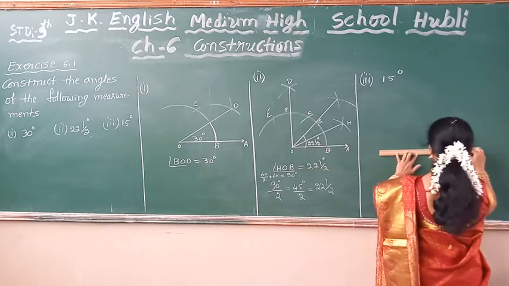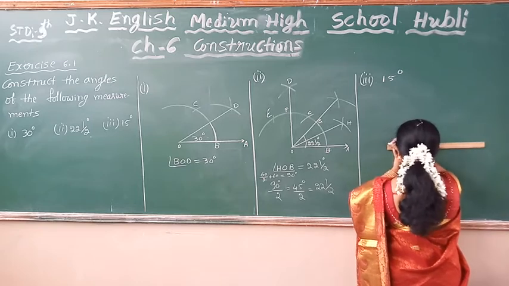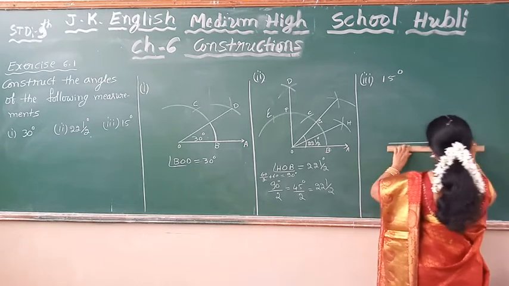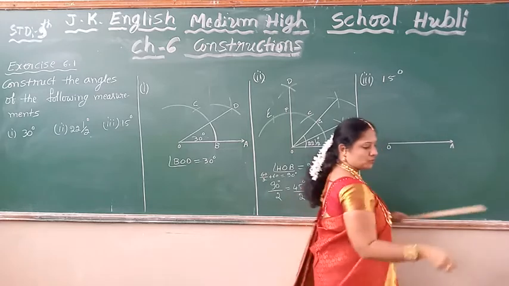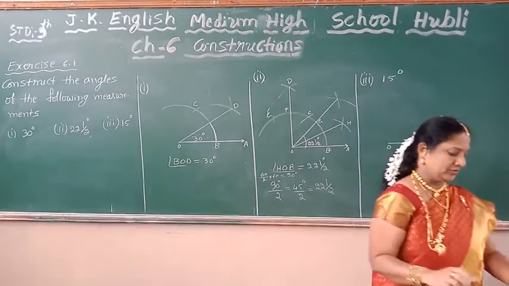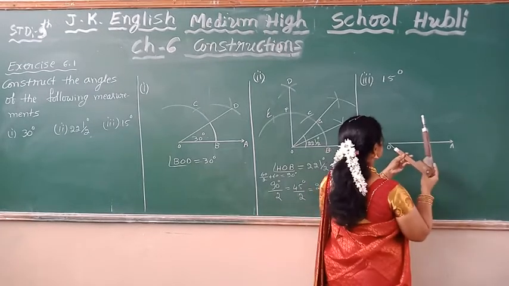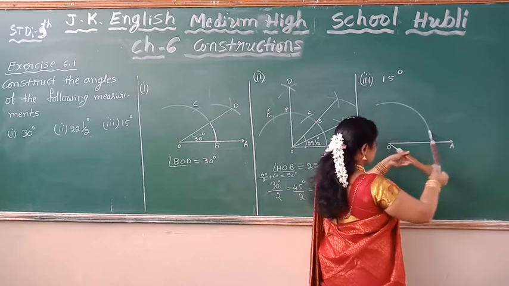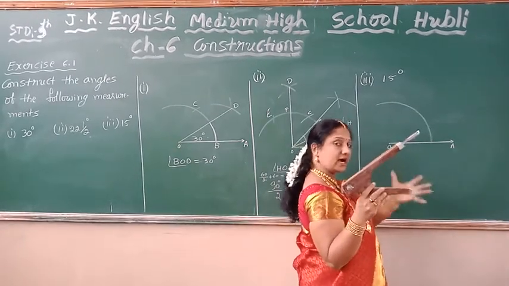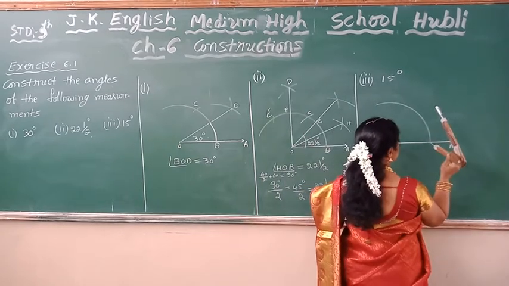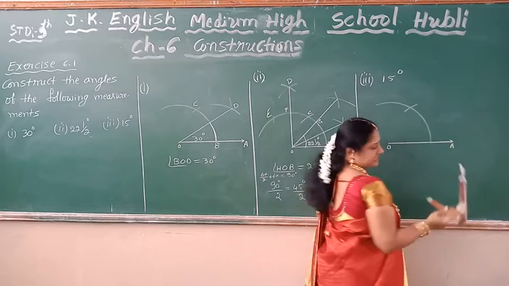Draw a ray. The given ray is named OA. At O I will construct 15 degrees. For that, I consider approximately one radius, then I construct one arc. First I will construct 60 degrees, because half of 60 is 30, and half of 30 is 15. So once I cut this arc, it forms 60 degrees with O.